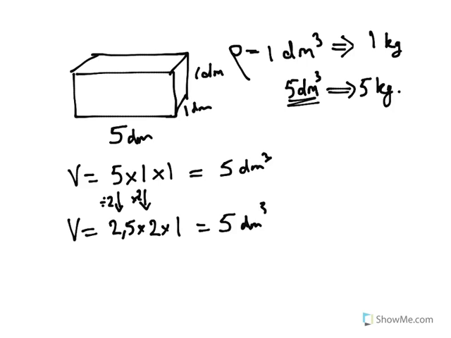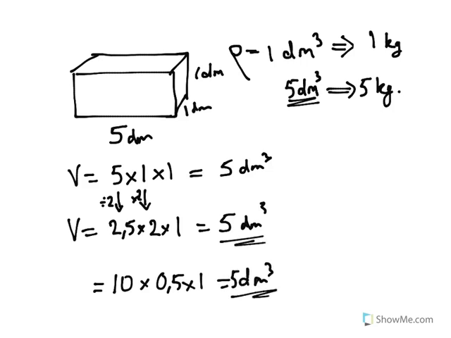What else could you do? Well, you could have decided that you wanted to double 5. So you could have doubled 5 to give you 10, and then halved 1 to give you a half. That would also have given you 5 decimeters cubed. So any of these different combinations that give you 3 numbers multiplied together to give you 5 gives you full points. You can decide yourself what sizes of chocolate you've got.